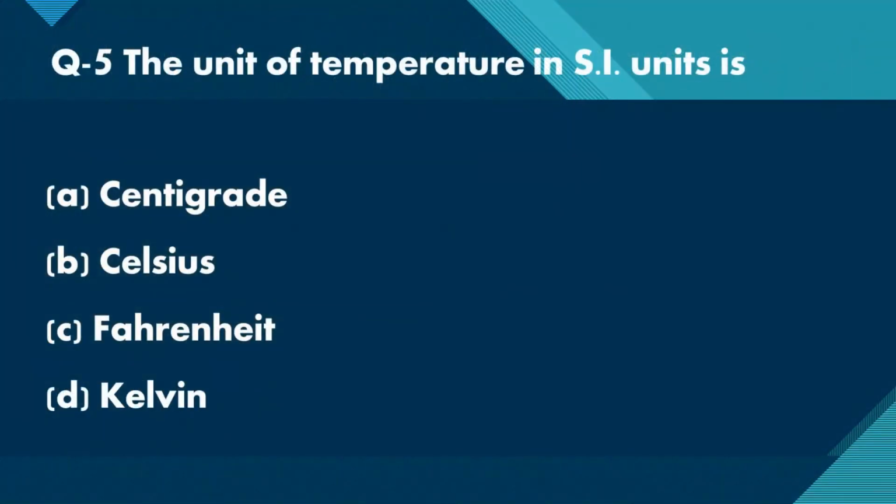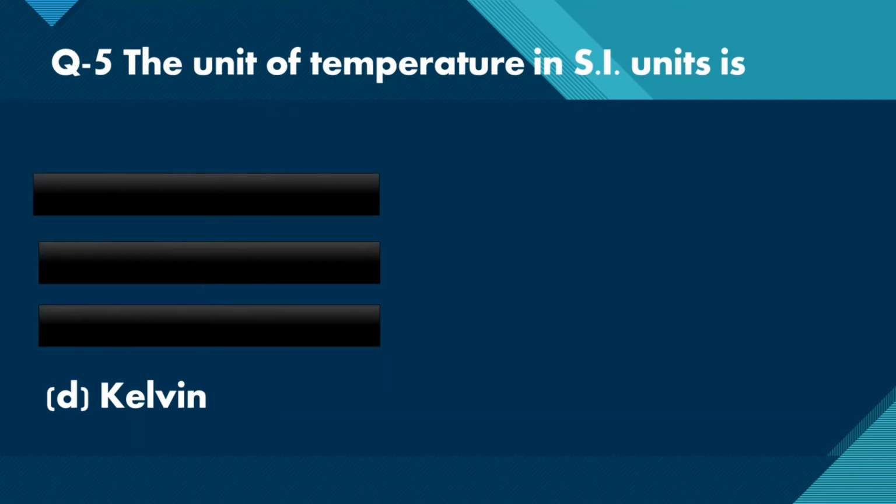Question number 5. The unit of temperature in SI unit is option A centigrade, option B Celsius, option C Fahrenheit, option D Kelvin. We know that in SI unit the temperature is measured in Kelvin. So the right answer is option D.